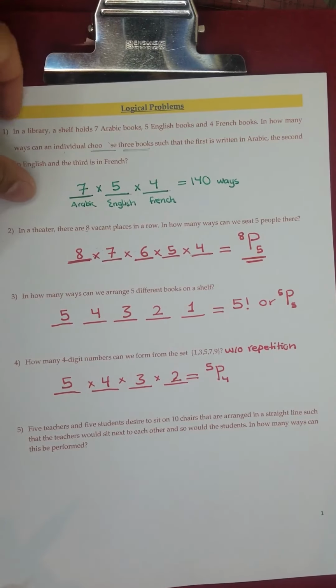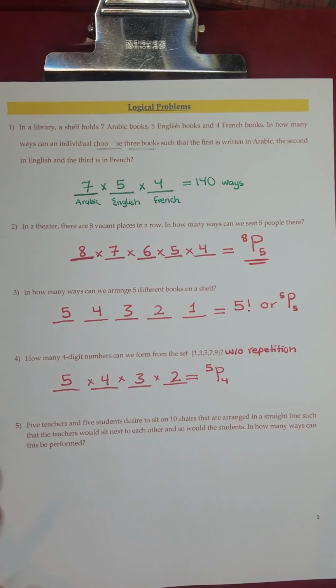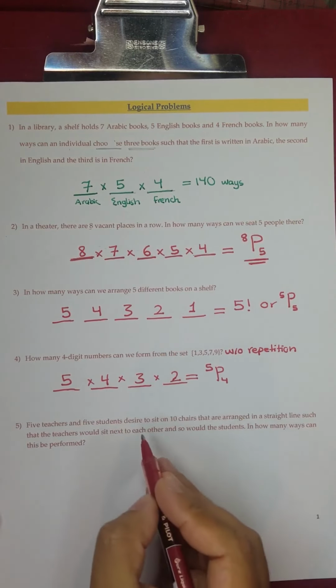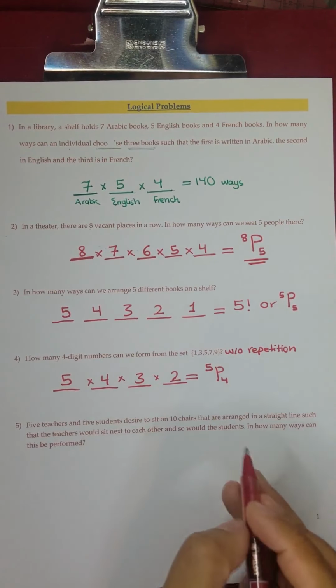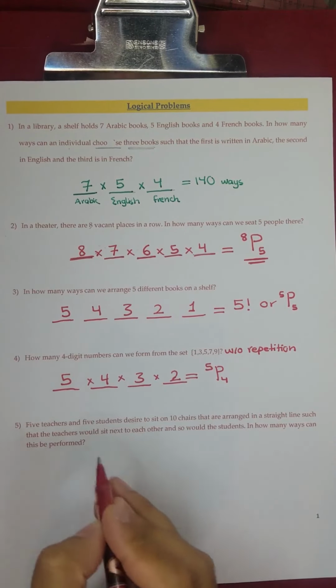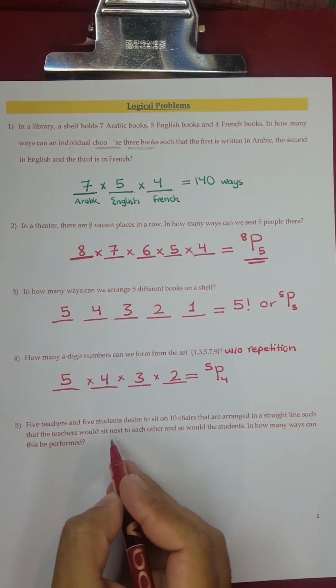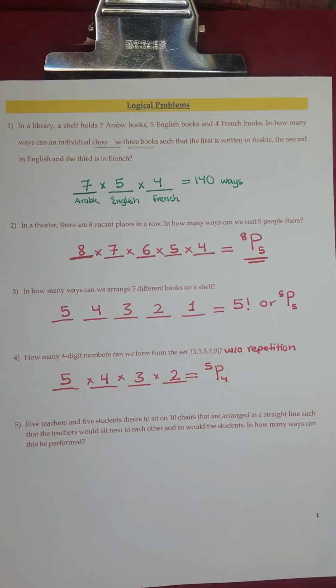Let's look at the fifth one now. Okay, let's see. So 5 teachers and 5 students desire to sit on 10 chairs that are arranged in a straight line, such that the teachers would sit next to each other, and so with the students. So the teachers will sit together and the students will sit together. In how many ways can we do that, or in how many ways can that be performed?